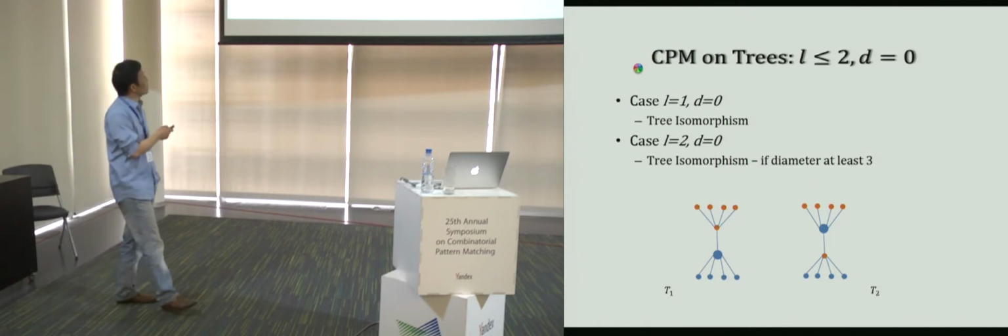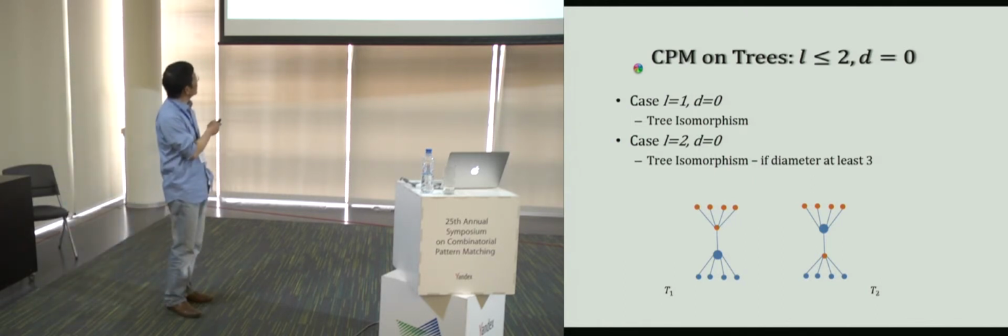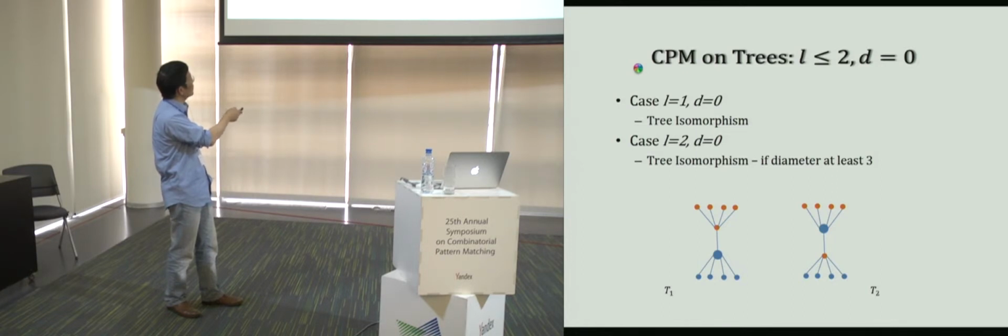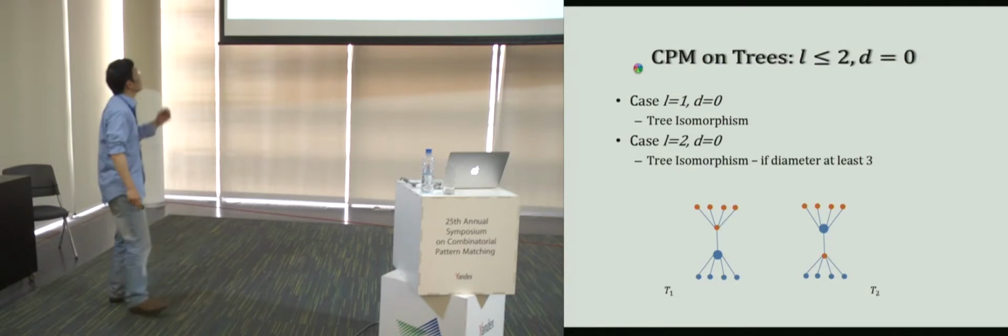The distinction is that for the tree isomorphism problem, we map these leaves to this node, and then this node must be mapped to here. But with D equal to 2, L equal to 2, we can switch these two. We can map this to this, and this to this. And you can see that it's still OK.